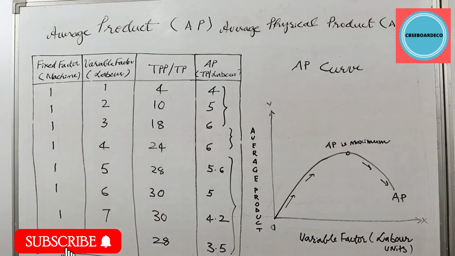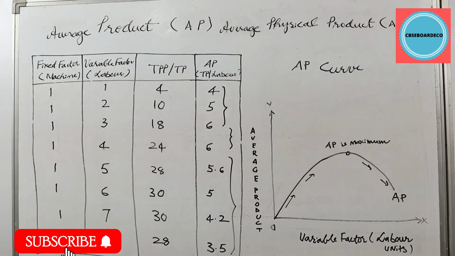So you can see the average product here. In the first case, just 1 laborer, 4 upon 1 is equal to 4. 2 laborers have given you 10 units, so 10 upon 2 is 5. 3 laborers you engaged on the same machine, it has gone up to 18, so that is 18 upon 3 is 6. Then 4 laborers 24, 24 upon 4 is 6. 5 laborers 28, 6 laborers 30, 7 laborers 30, and 8 laborers 28.